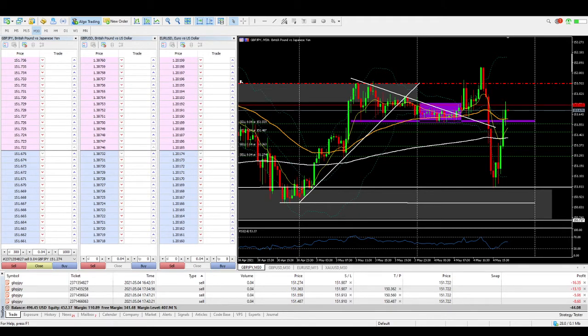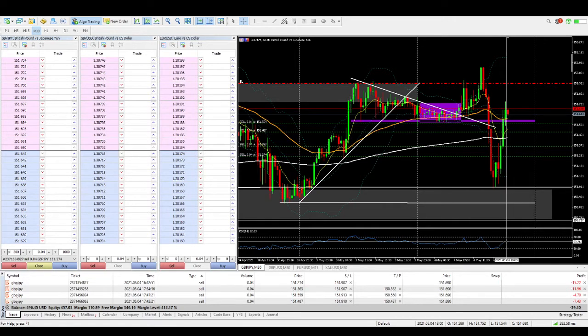So if we get stopped out, that means we lost 50 or 60 dollars. That will be 10% from the one trade. So I'm still hopeful it will go down. If you see the RSI, it's still down here.